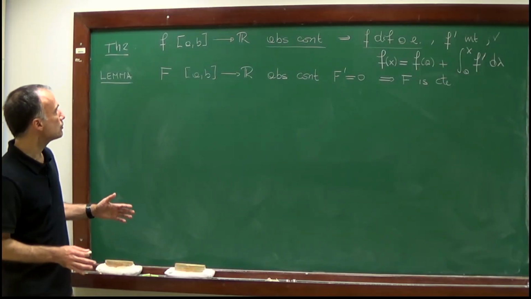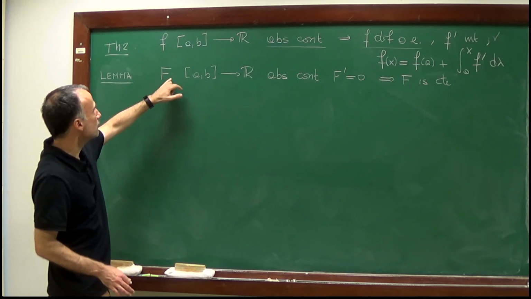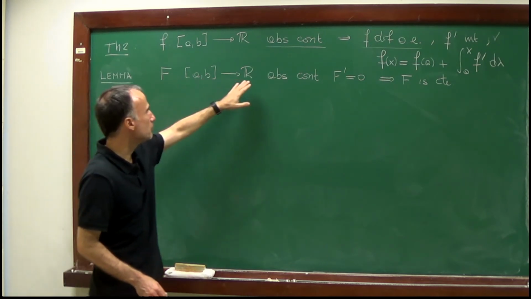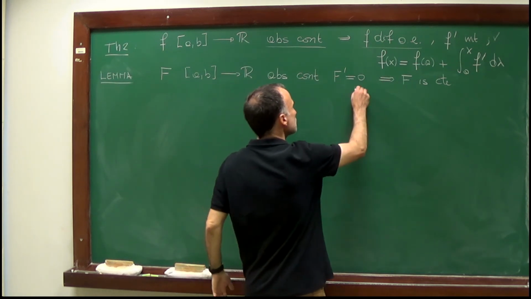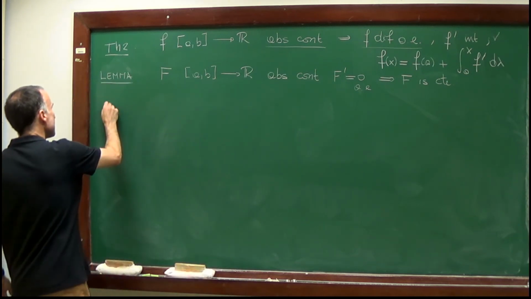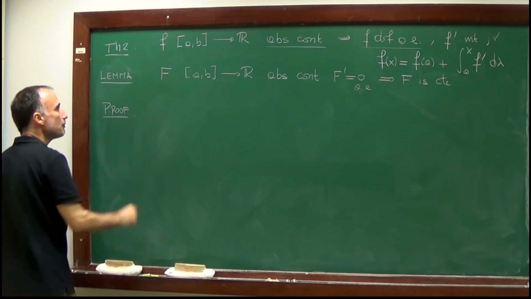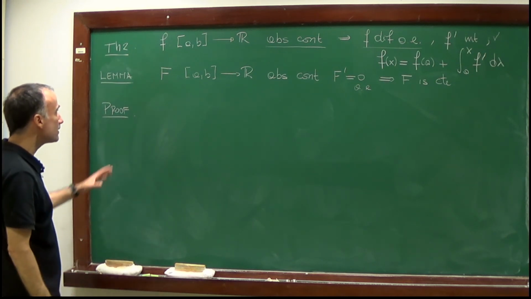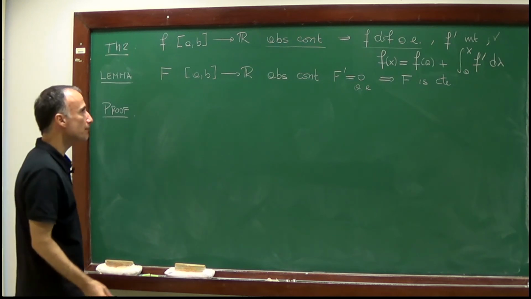So we reduce the proof of the theorem to the proof of this lemma, which states that if I have a function f defined on the interval [a,b], which is absolutely continuous and whose derivative is equal to zero almost everywhere, then f is constant. So let's prove this lemma. And this is a very nice application of Vitali's covering.